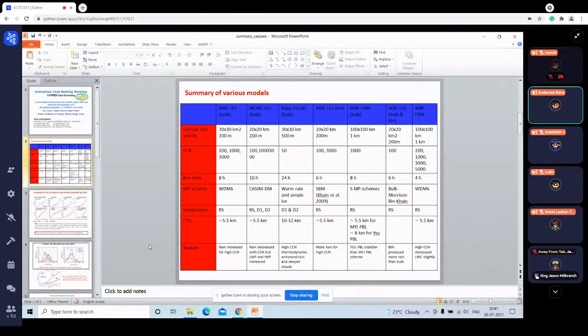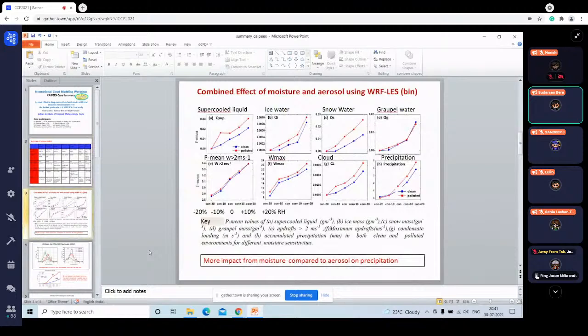So the main focus of this study was to investigate the effect of aerosol or CCN on rainfall, monsoon rainfall. In most of the models, we found that rain is increased by high CCN, except one model. So let us move to next. I will present a few important results from this case.